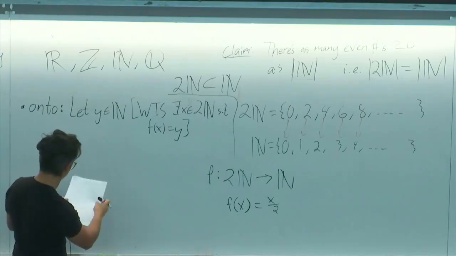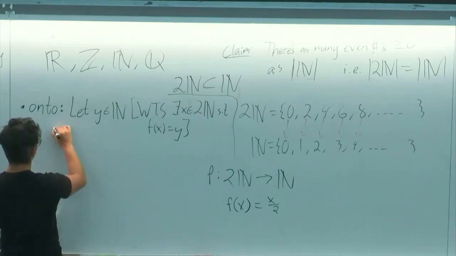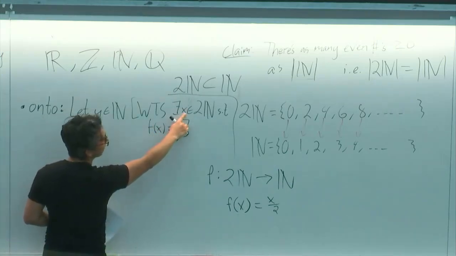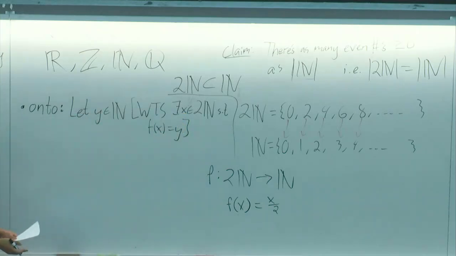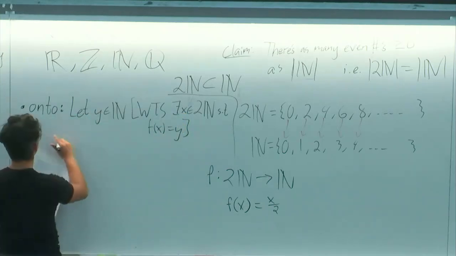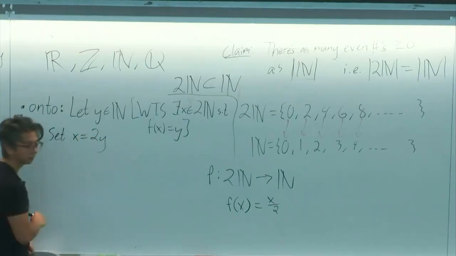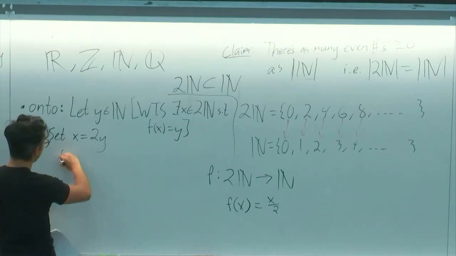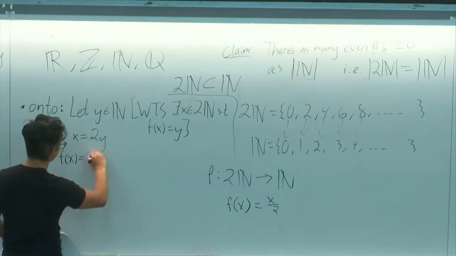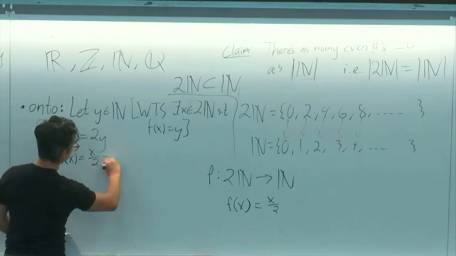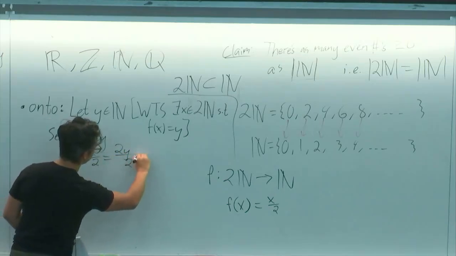All we need to do is show that there exists an x. So this is proof by example. The example here is, let's set x equal to 2y. Now we see that f of x is equal to x over 2, which is the same as 2y over 2, which is y.